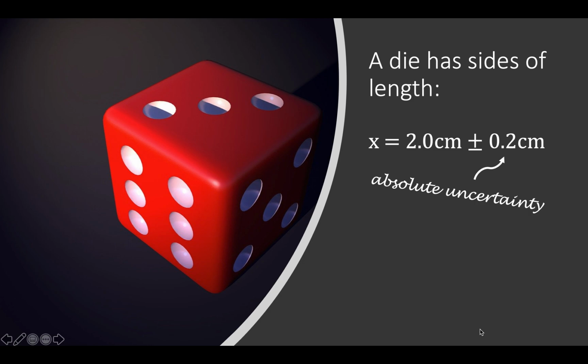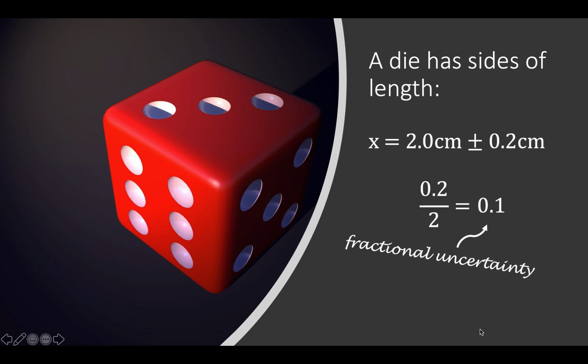This one we've met already, the absolute uncertainty. So the absolute uncertainty is always an uncertainty that's quoted in the same units as the measurement that we're making. So for example, if we're measuring a length, we might say the length is 2.0 centimeters plus minus 0.2 centimeters. So that gives you the potential uncertainty within that measurement, or our best estimate of the potential uncertainty.